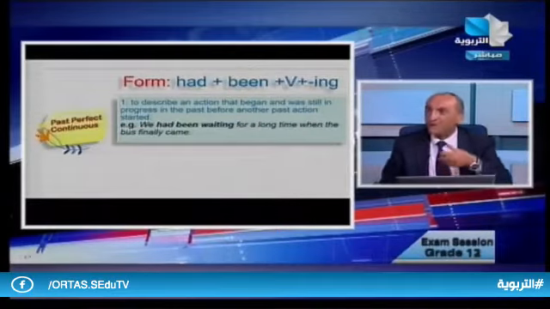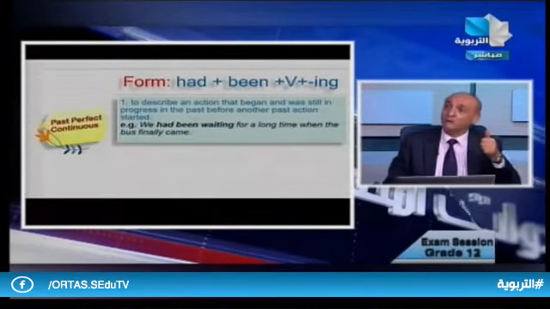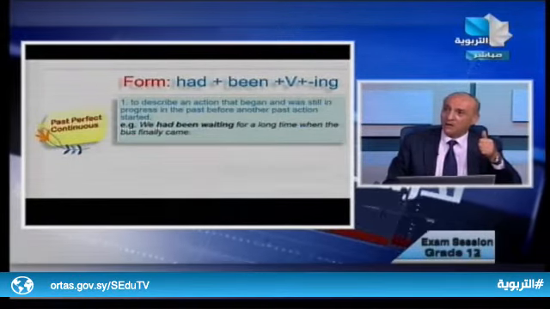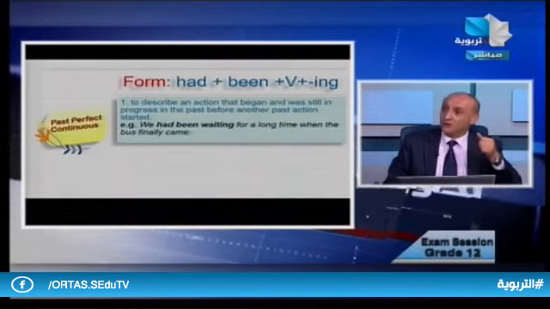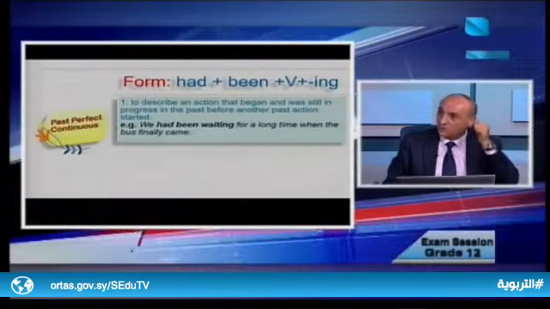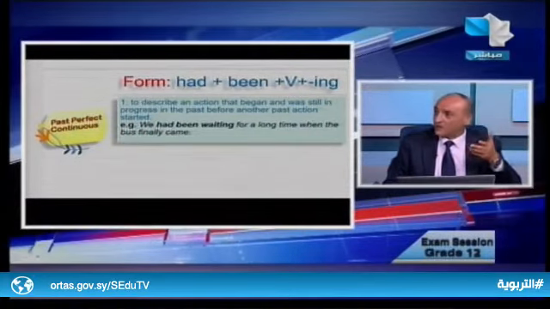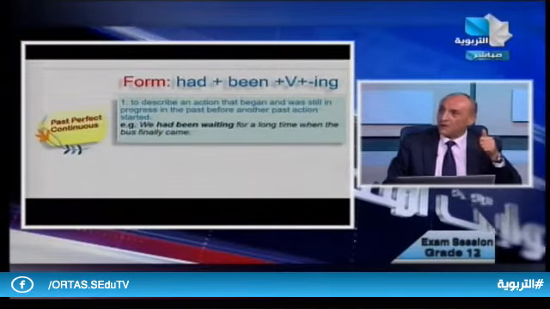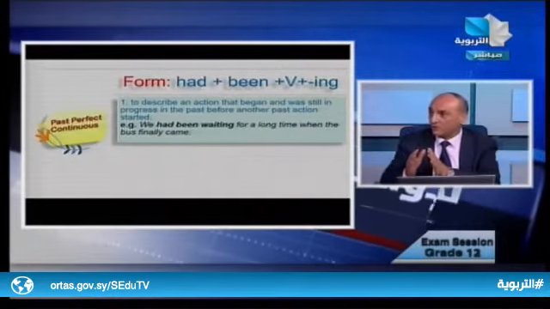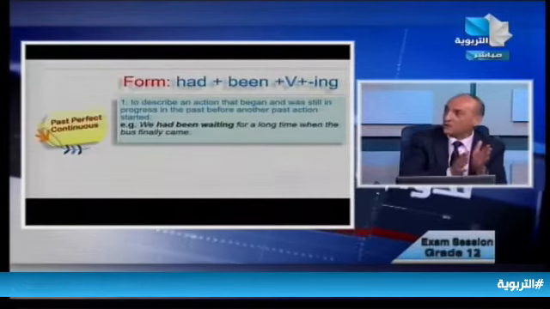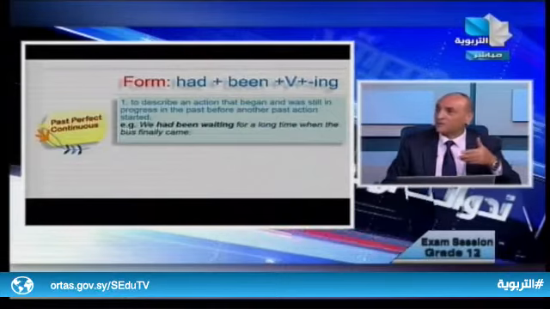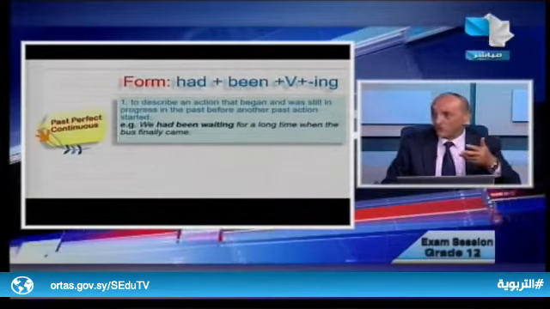Another example: when you called me last night, Mr. Mazen, I had been reading for 2 hours, and I was still reading when you called me. I can also say, when you called me last night, I had studied for 2 hours, which means I finished reading, then you called me. So we can use the past perfect with for, and the past perfect continuous with for or since.